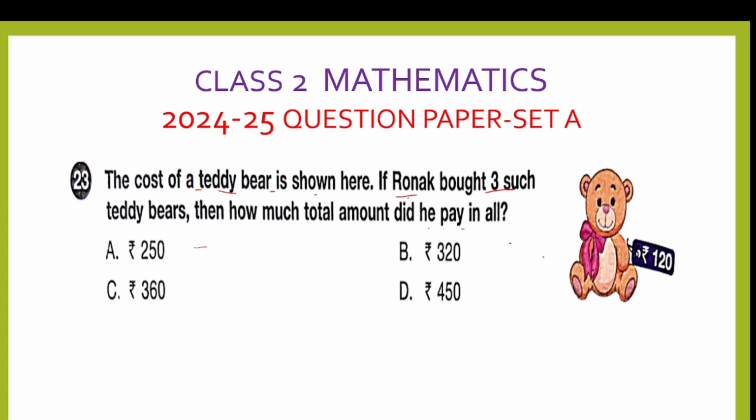So we have this teddy whose cost is 120 rupees. And Ronak wants to buy 3 such teddy bears. So how much total amount did he pay in all? He will pay 120 plus 120 plus 120. That means 0 plus 6, and 1 plus 1 is 3. That means Ronak will pay 360 rupees to buy 3 such teddy bears.